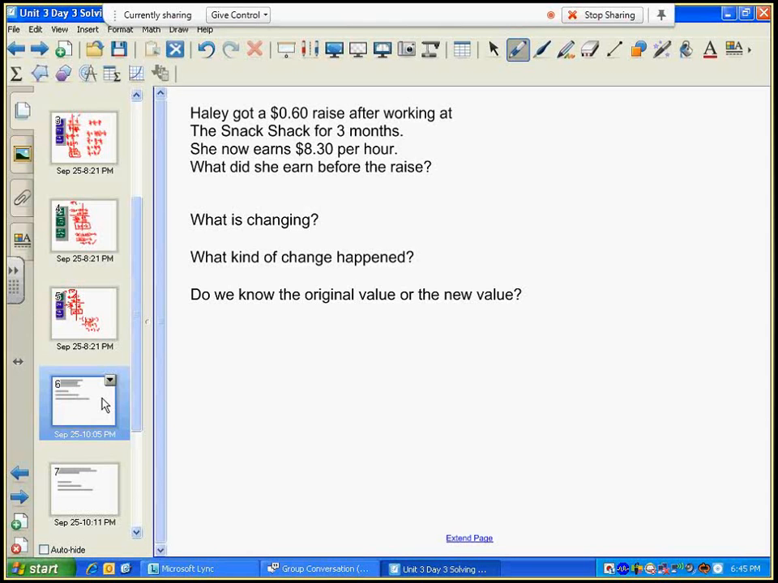So what are we looking for? The question's asking us what her salary was before the raise. So I think I'll call that salary, and I'll call it S. Okay, that'll help us out. So now what changed about the situation here? Her salary changed. She was at one salary before, and then she got a 60-cent raise, and now her salary is $8.30.